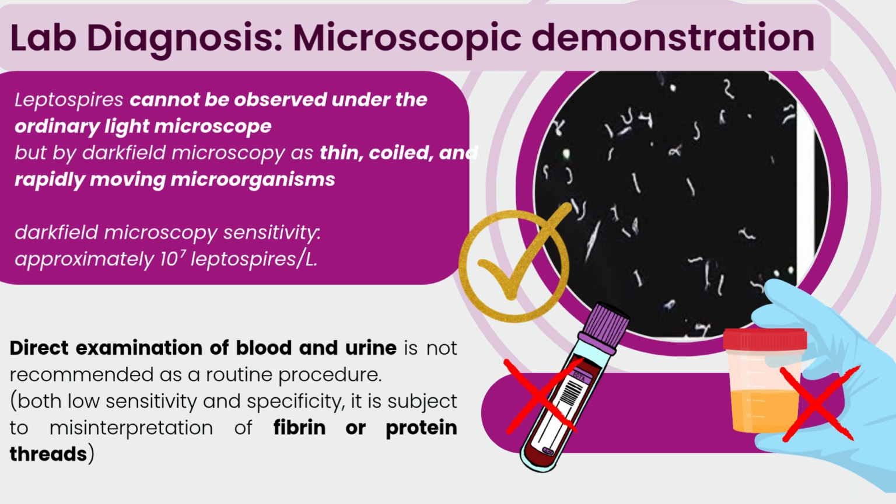The sensitivity of dark field microscopy is worth noting. It requires approximately 10 to the 7, that's 10 million leptospires per milliliter, to detect them effectively. While dark field microscopy offers unique insights, it comes with limitations that we'll explore further in the next sections. Let's proceed to discuss the staining methods available to enhance direct examination sensitivity.